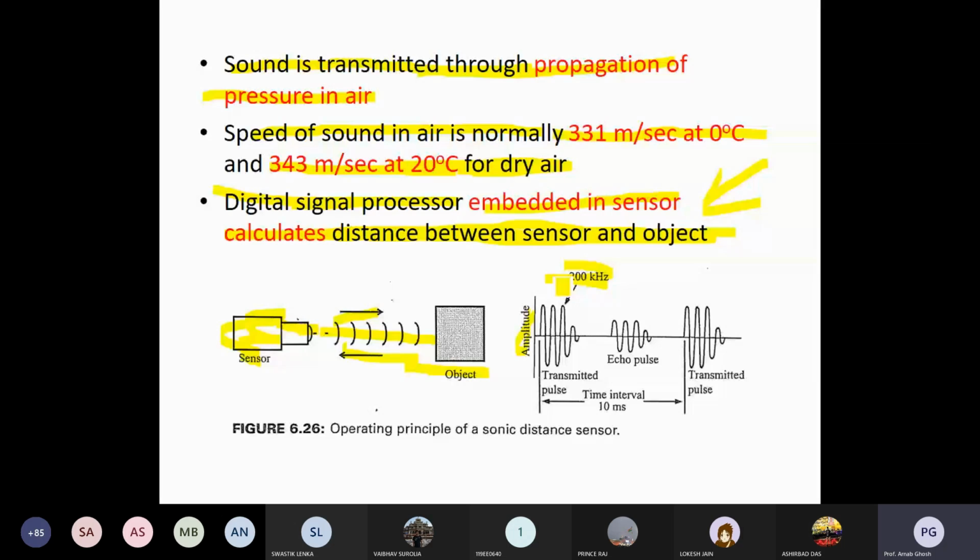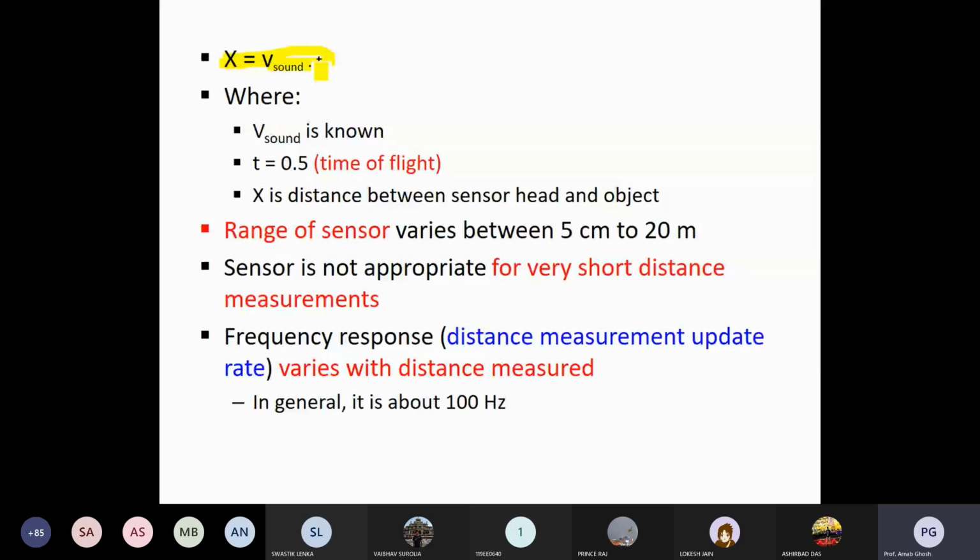How would I use the ultrasonic sensor to find out the distance? There are different mathematical steps: x equals v sound times t, where v sound is the speed of sound, t is the time of flight, meaning how much time is required, and x is the distance between the sensor head and the object. The range of the sensor varies between 5 centimeters and 20 meters. The sensor is not appropriate for very short distance measurement, otherwise it will not work perfectly, since the sound comes directly back.